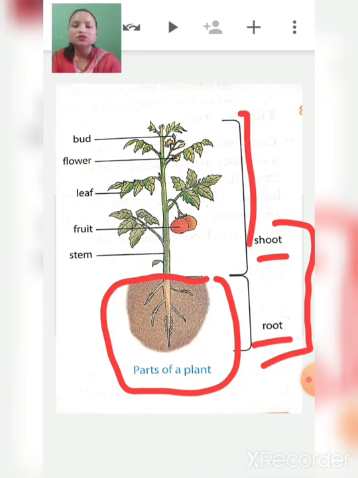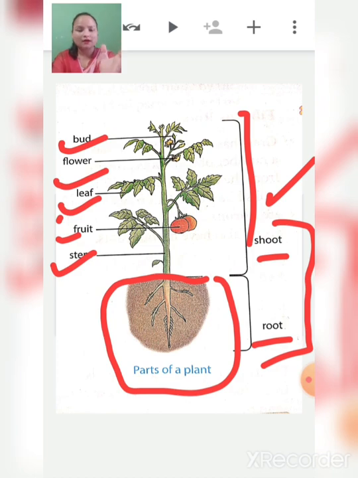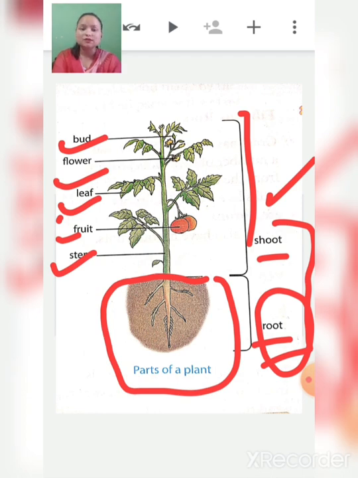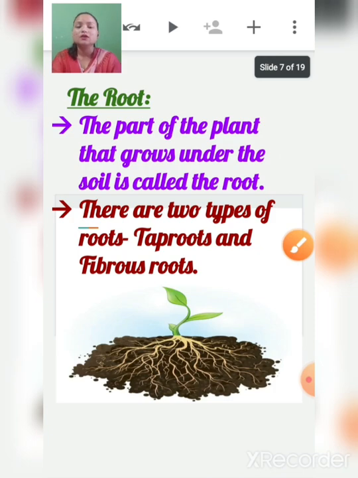Now what comes in shoot? Stem, fruit, leaf, flower, bud. These come under shoot. The shoot part is above the root, and below the shoot is the root. So these are the parts of a plant which we are going to study in detail. Today we will start with the root.